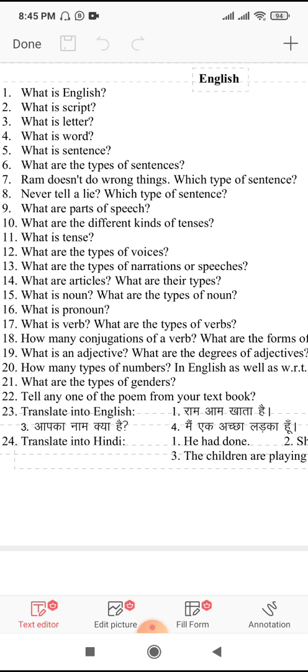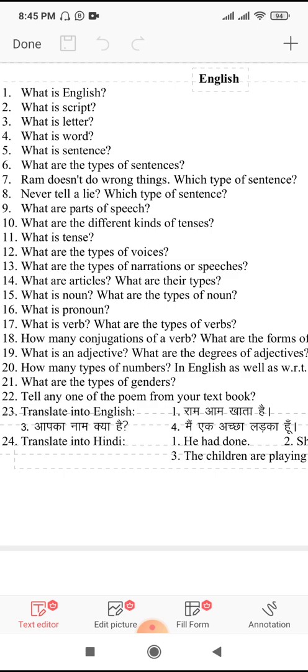What are the types of voices? There are two types of voices: active voice and passive voice. What are the types of narration or speeches? There are two types: direct speech and indirect speech, that is, direct narration and indirect narration. What are the articles? What are their types? A, an, and the are called articles, and there are types: indefinite and definite articles.